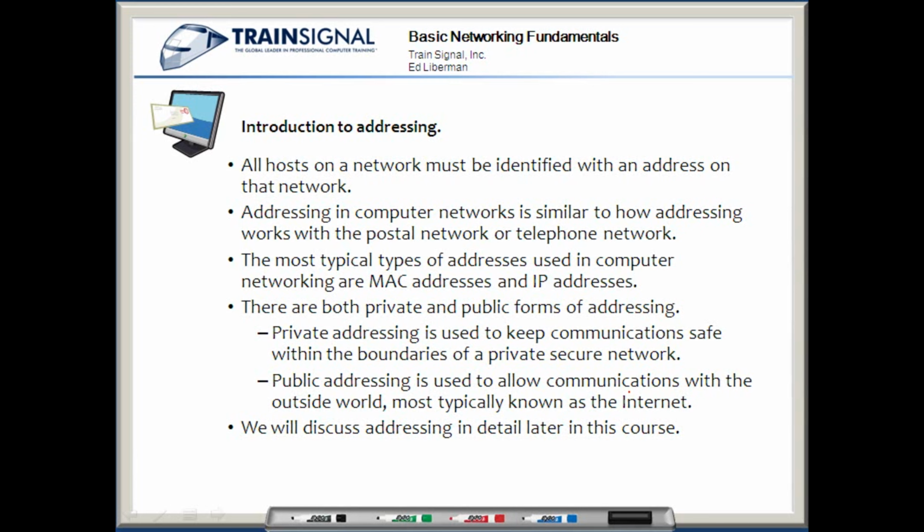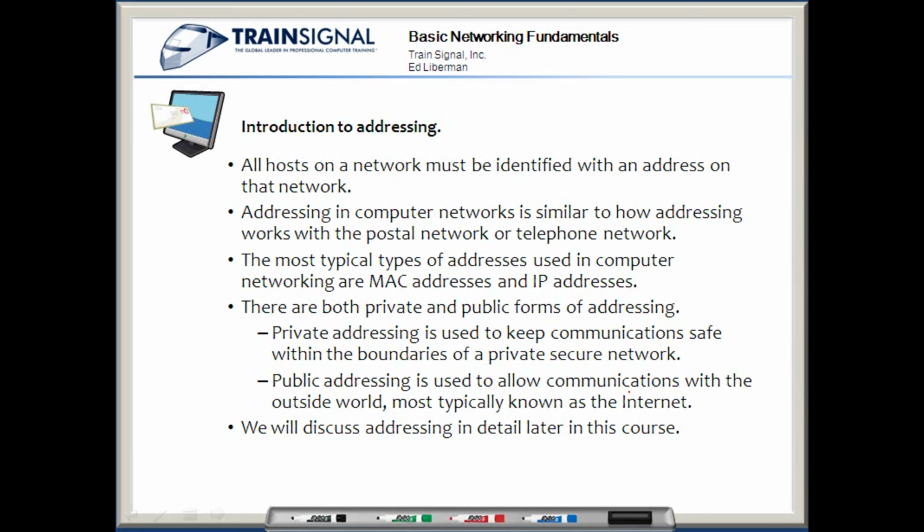Now, the most typical types of addresses used in computer networking are something called a MAC address and an IP address. We will get into both MAC and IP addressing in great detail later on in the course. Right now, I just want you to understand the idea that every host on a network must have an address.